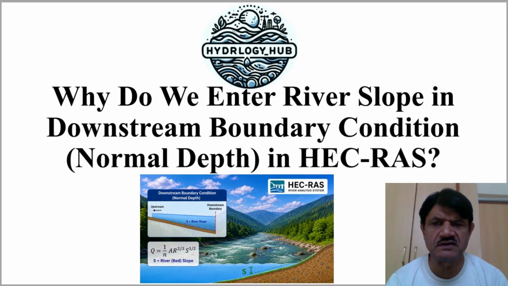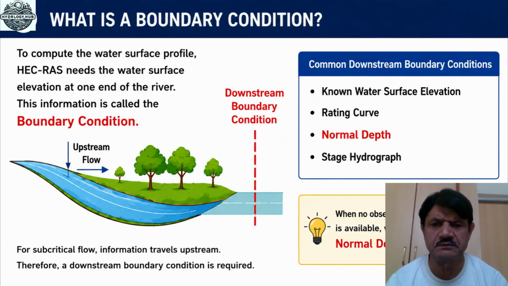Why does HEC-RAS ask us to enter the river slope when we choose the downstream boundary condition as normal depth? Many engineers simply enter a value without understanding its physical meaning. However, if the slope is selected incorrectly, the computed water surface profile and flood inundation results may also become inaccurate. Today, we will understand the hydraulic theory, the governing equations, practical examples, and engineering guidelines behind this important concept. So, let's begin.